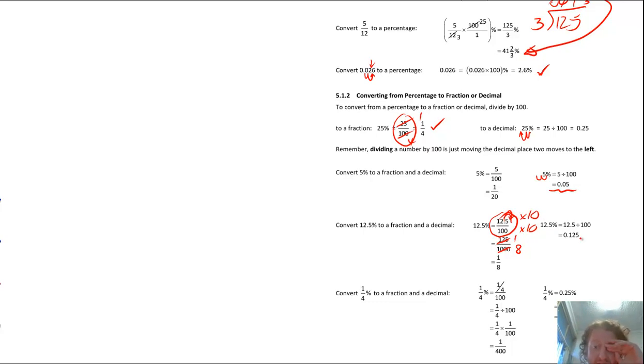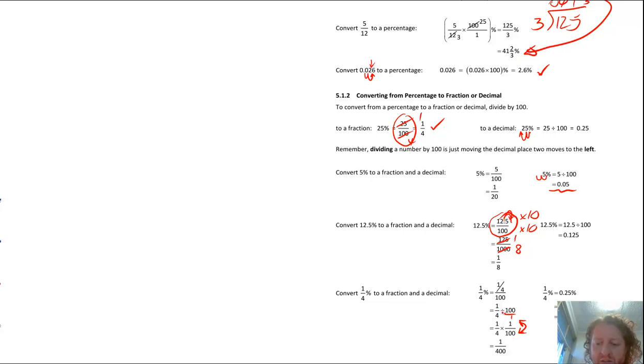This one looks a bit nasty. 1/4%. Well, it's still 1/4 over 100, and then because it's not nice having a fraction within a fraction, I like to then write that as 1/4 divided by 100. It's the same thing. And I know that 100 is 100 over 1, and I know that in fractions I didn't divide by fractions, I multiplied by the reciprocal. So I'm going to invert and multiply.